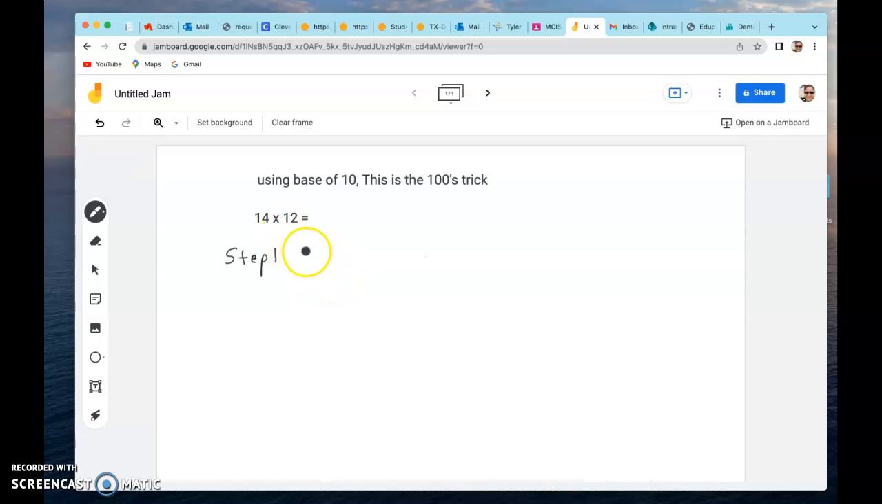Subtract. 10 minus 14 gives you 4. 10 minus 12 gives you 2. Let's not worry about positive or negative numbers.